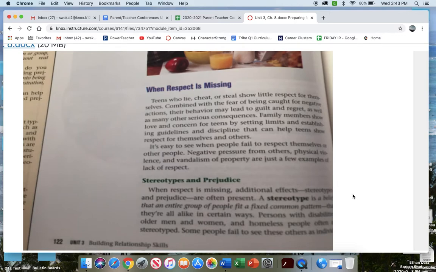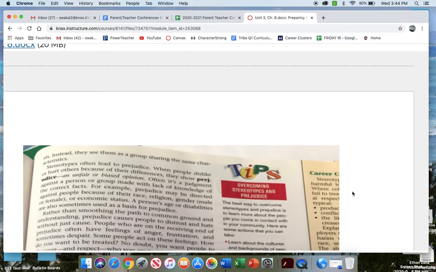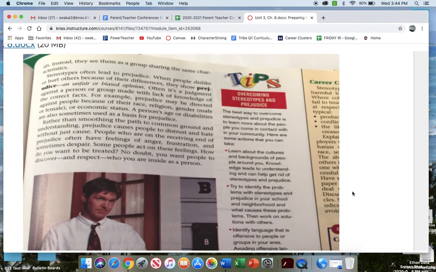Not a perfect video. Okay, the next section is called Stereotypes and Prejudice. When respect is missing, additional effects, stereotypes, and prejudice are often present. A stereotype is a belief that an entire group of people fit a fixed common pattern, that they're all alike in certain ways. Persons with disabilities, older men and women, and homeless people often are stereotyped. Some people fail to see these others as individuals. Instead, they see them as a group sharing the same characteristics.